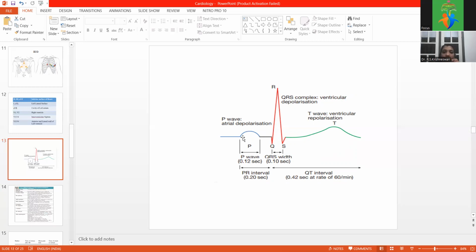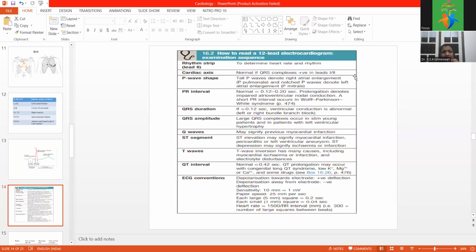So when the PR interval is prolonged, what happens? PR interval is this one, from here up to Q. So when it is prolonged, what happens? There is nodal conduction delay. You understand? Nodal conduction delay. See, ECG, you just see the waves and you just study. Otherwise, it will be difficult for you to memorize.